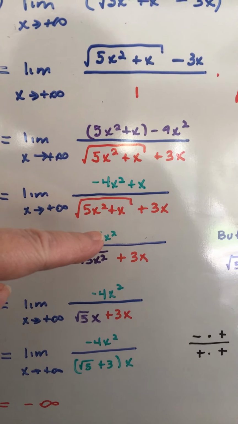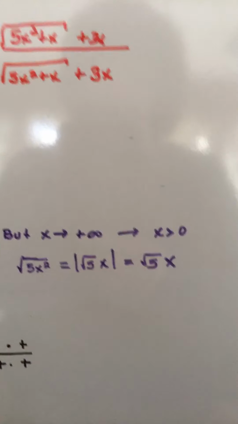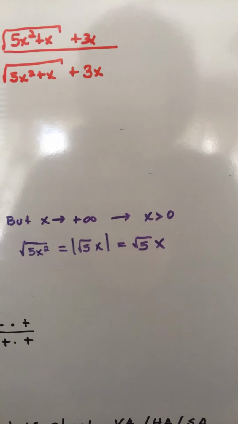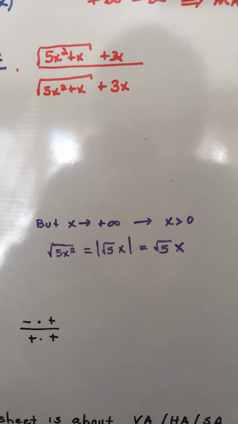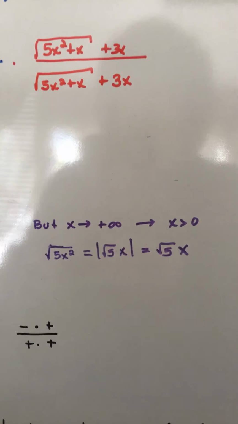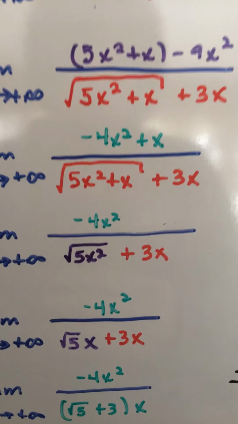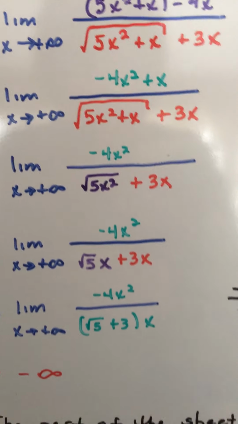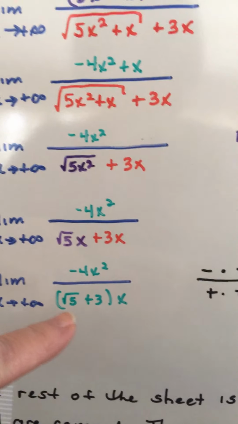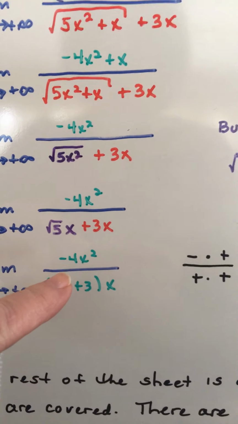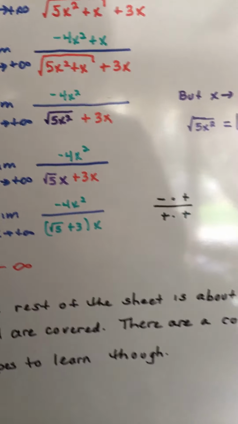So I'm going to use negative 4x squared, and the highest degree here is the square root of 5x squared. But once again, x is approaching positive infinity, which states that x is greater than 0. So the square root of 5x squared is the absolute value of square root 5 times x, which is square root 5 x. So I substitute it. I combine terms. But now, the degree of the numerator is greater than the denominator. The x's are positive, so negative times positive times positive leaves me with negative infinity.